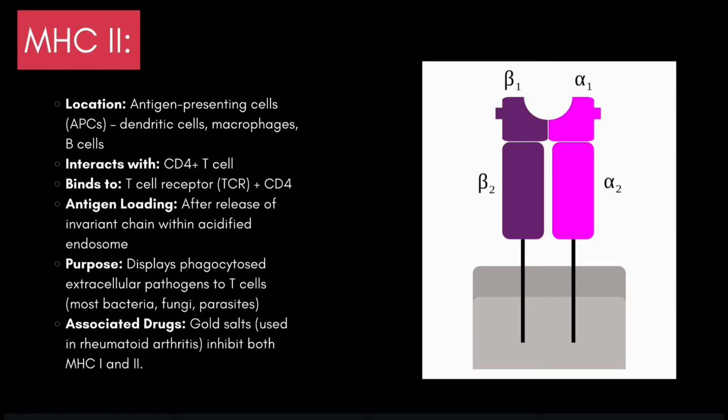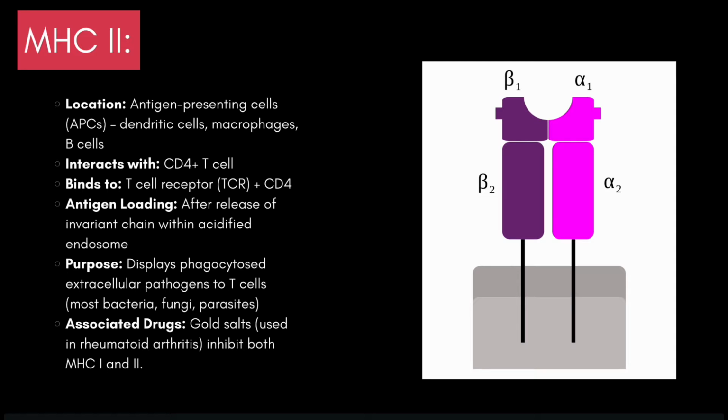MHC2 is primarily located on antigen presenting cells. Examples include dendritic cells, macrophages, B cells. MHC2 interacts with CD4 plus T cell. MHC2 binds to T cell receptor and CD4. After release of invariant chain within acidified endosome is when its antigen loading process begins. Primary purpose of MHC2 is to display phagocytosed extracellular pathogens to T cells, like most bacteria, fungi, and parasites.